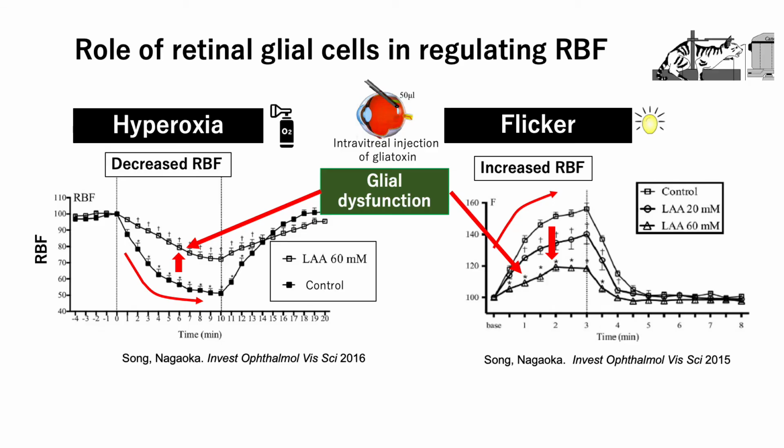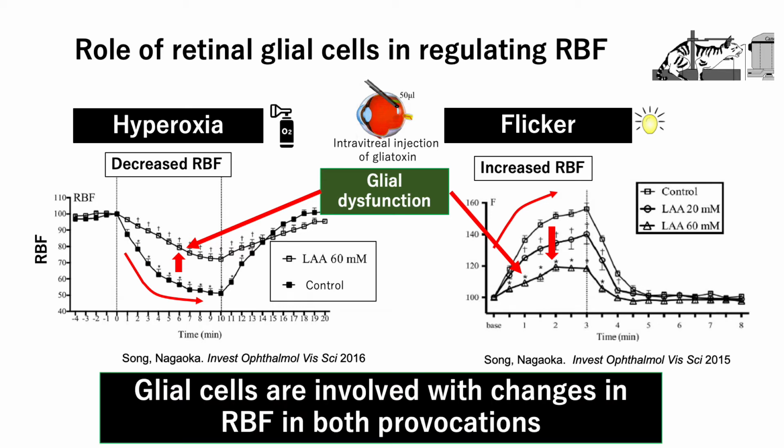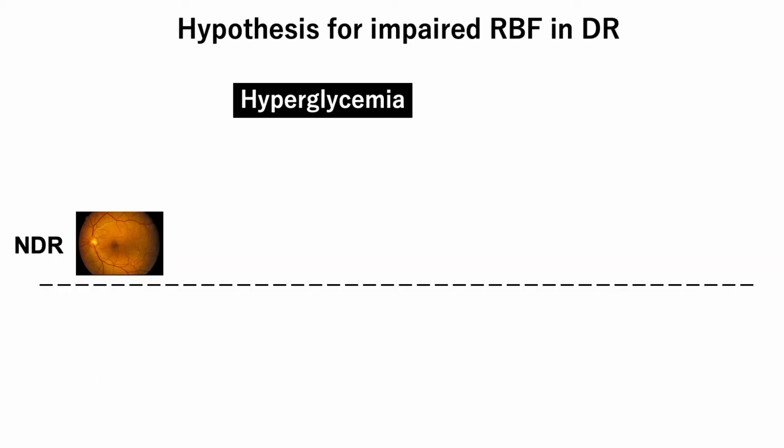We confirmed previously that the retinal glial cells play an important role in blood flow regulation in response to systemic hyperoxia and flicker stimulation in cats. Therefore, we believe that the impaired glial cells in the retina may be involved with the retinal blood flow dysregulation in diabetic mice, which we found in the current study.